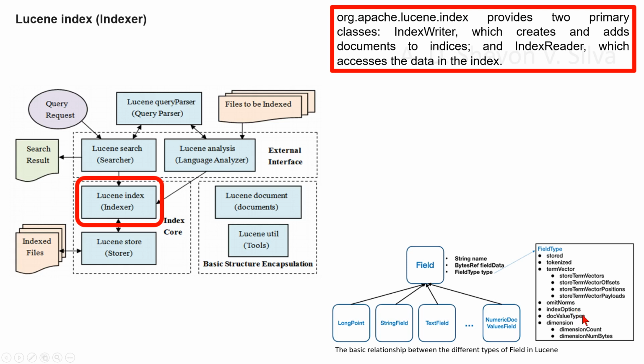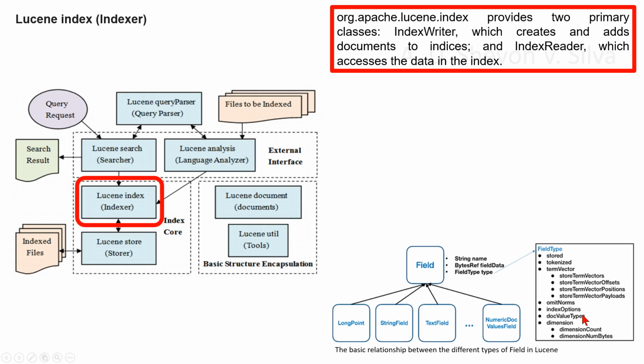Index options. Lucene provides 5 optional parameters for inverted index: none, docs, docs and freqs, docs and freqs and positions, and docs and freqs and positions and offsets, which are used to select whether the field needs to be indexed and what content to index.